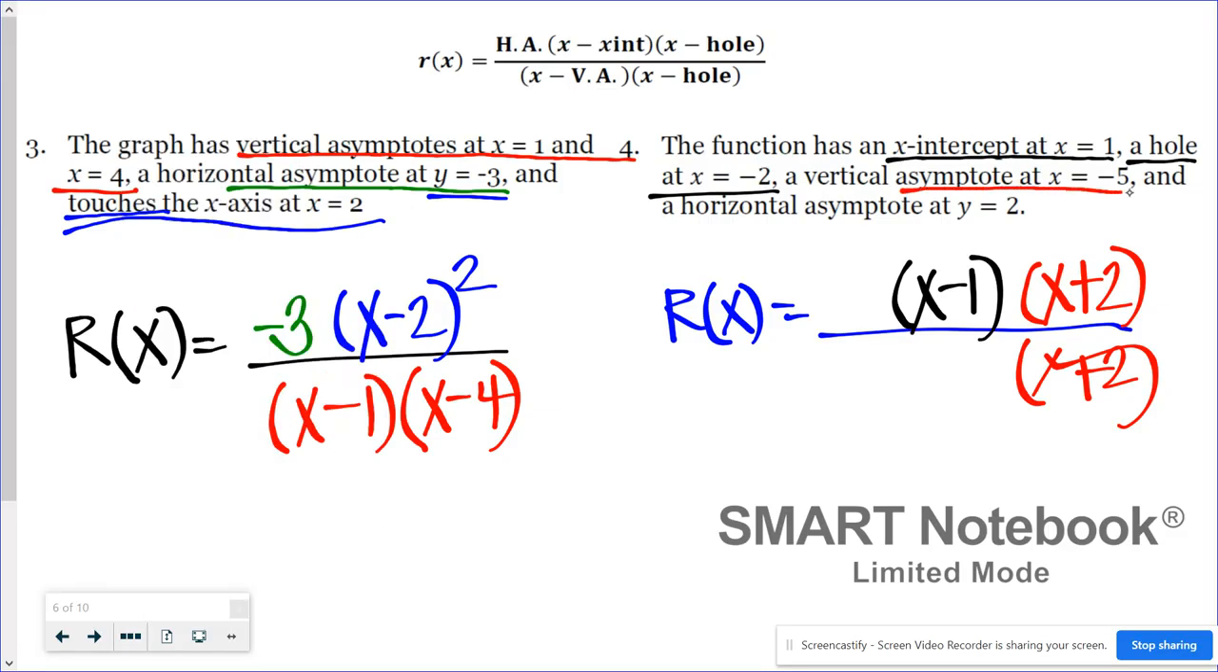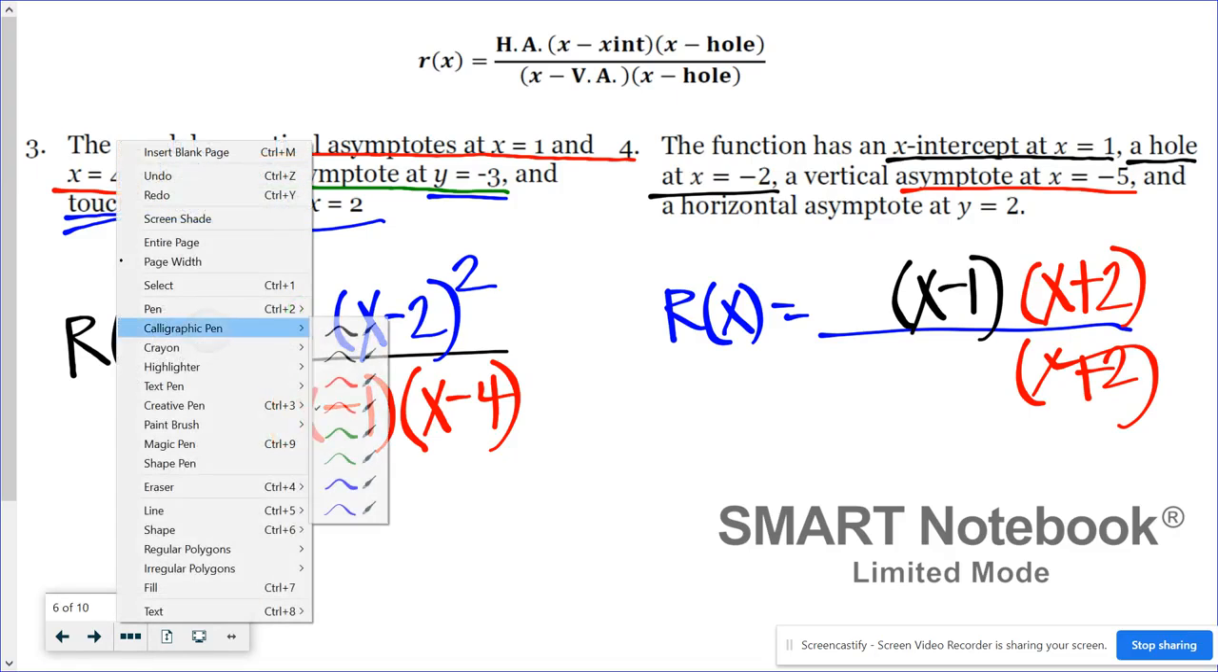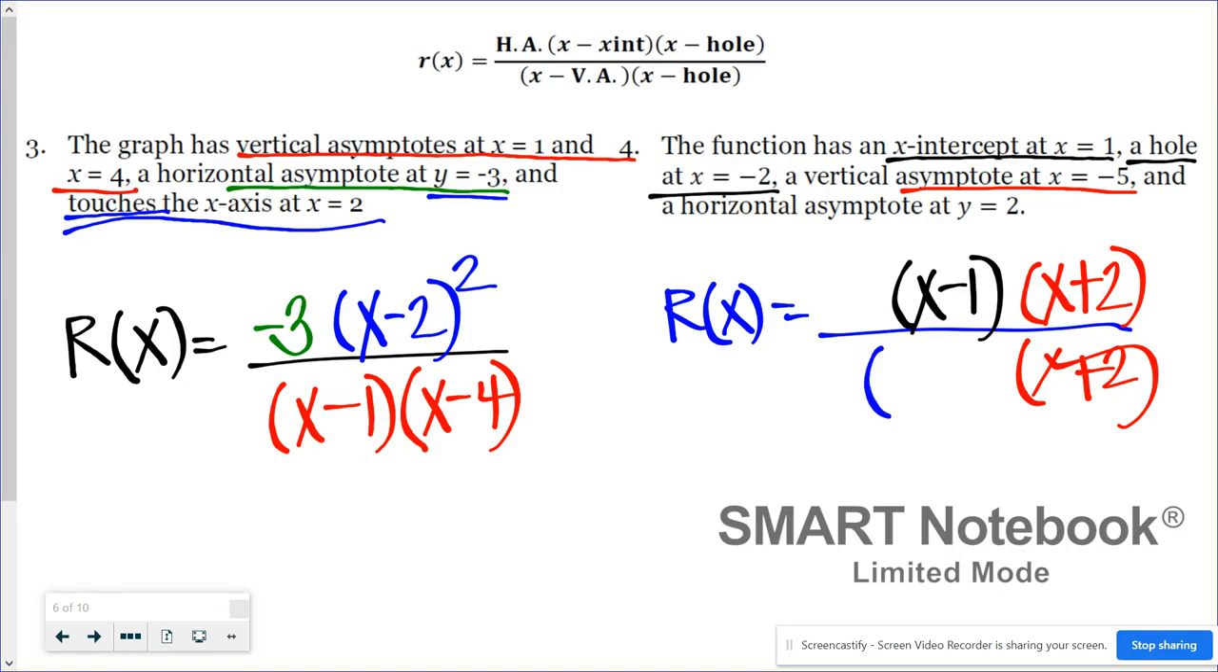Next, we have a vertical asymptote at x equals -5. So that's going to be in our denominator as well. And it's going to be represented by the factor x plus 5. And then lastly, we have a horizontal asymptote at y equals 2.